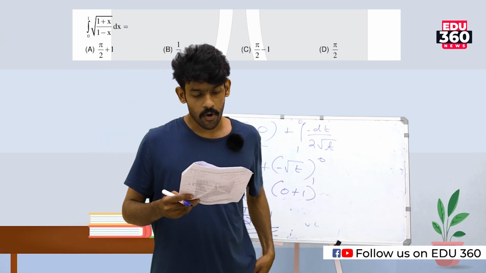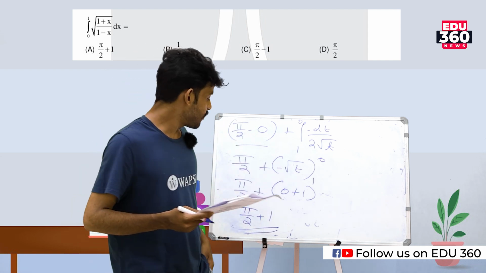For this question, option A is the correct answer. So the answer is pi by 2 plus 1.